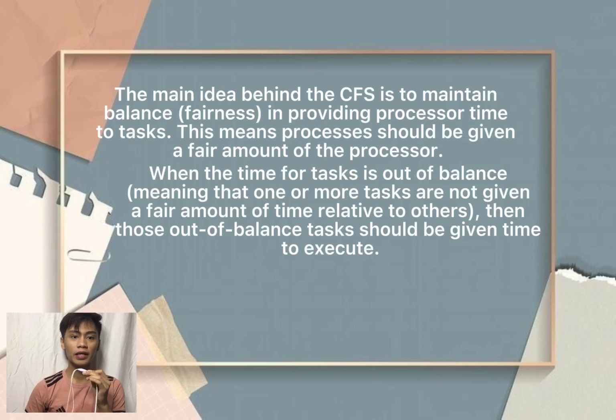The main idea behind the CFS is to maintain balance in providing processor time to tasks. This means processes should be given a fair amount of the processor. When the time for tasks is out of balance, meaning that one or more tasks are not given a fair amount of time relative to others, then those out of balance tasks should be given time to execute.